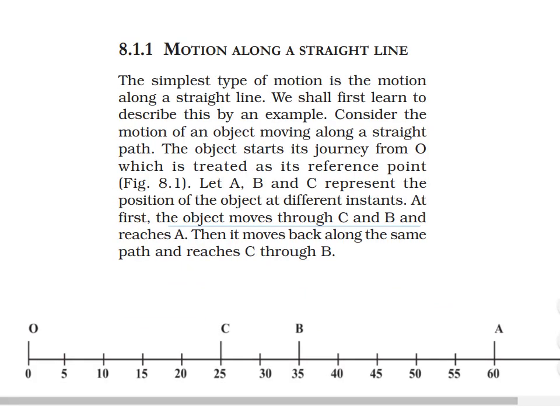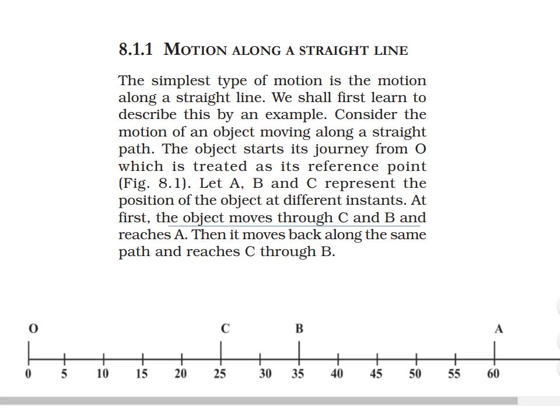Now focus on this diagram. Here the reference point is considered as the origin, and suppose the object starts moving from the reference point, which is called the origin, that is O. If the object moves from O to C, the distance this object covers is 25 km towards C. And if the object moves from C to B, then B to A, then in this entire journey the object covers 60 kilometers from O to A. This is a distance, meaning the total path length which the object covers is called the distance covered by the object.